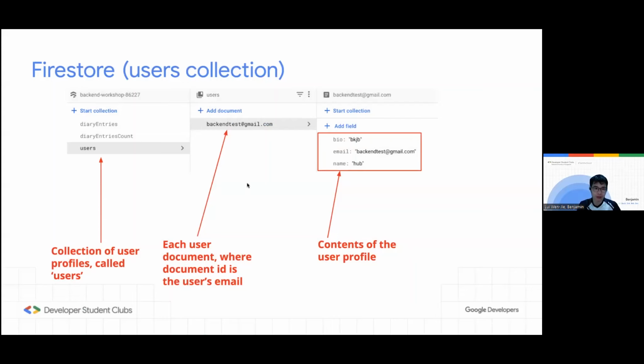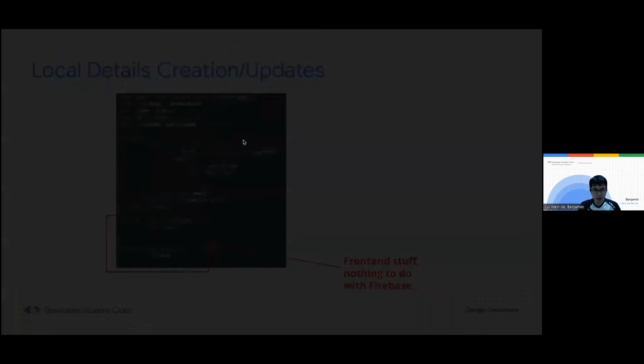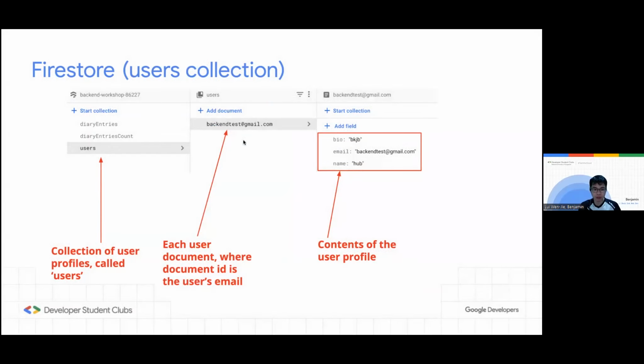So okay, now this is the layout of the Firestore for the users collection. We have a collection of user profiles called users, and in this collection we'll have multiple user documents. In this case we set the user document ID to the user's email, and there's a reason for it, which I will share later. So over here, you are able to see that this user profile called backendtest@gmail.com has a name and a bio field.